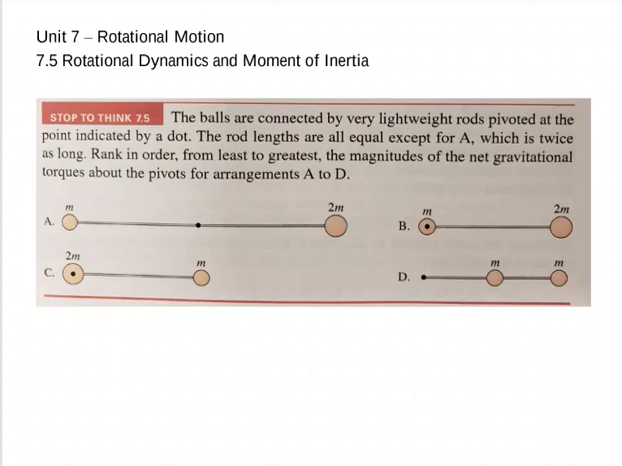So we have the balls connected by very lightweight rods pivoted at the point indicated by a dot. The rod lengths are all equal except for A, which is twice as long as the others. Rank in order from least to greatest the magnitudes of the net gravitational torques about the pivots for the arrangements A to D.